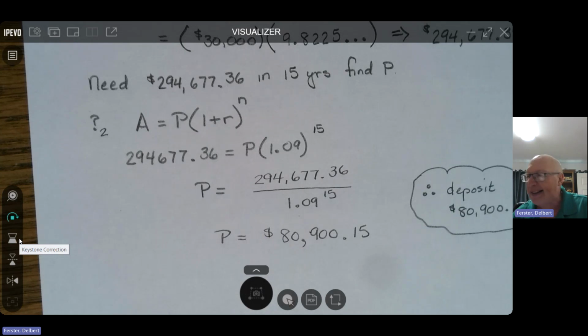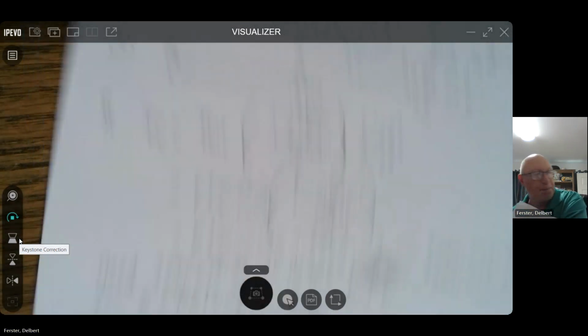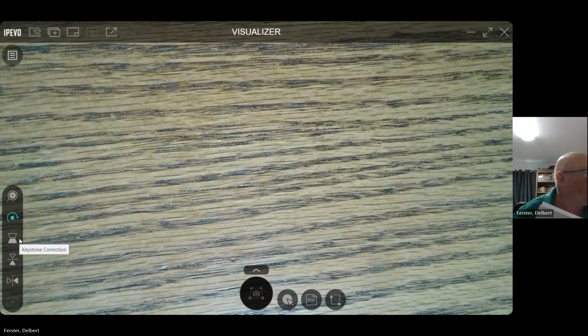It's a good problem. Attack it in 2 stages. Stage 1 was find the present value of the annuity. Stage 2 was find the present value of a single one-shot investment that will generate a future value that turns out to be what the present value of that annuity was. So it's a cool problem. I like it a lot. It's number 7. Here comes number 8.